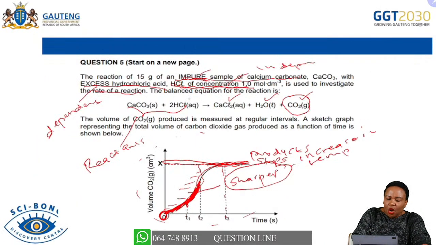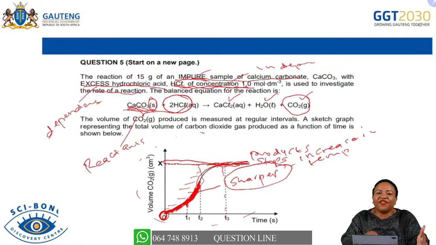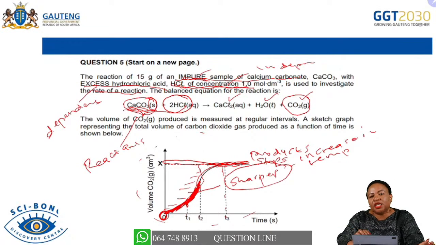As I said at the beginning, when you change the concentration, you change the concentration of the reactants. We cannot change the concentration of calcium carbonate because it's a solid. Remember, you can't change the concentration of a solid, you can only change its surface area. Concentration can be of gases or of liquids, but it cannot be of solids. You can only change the concentration of the aqueous solution.